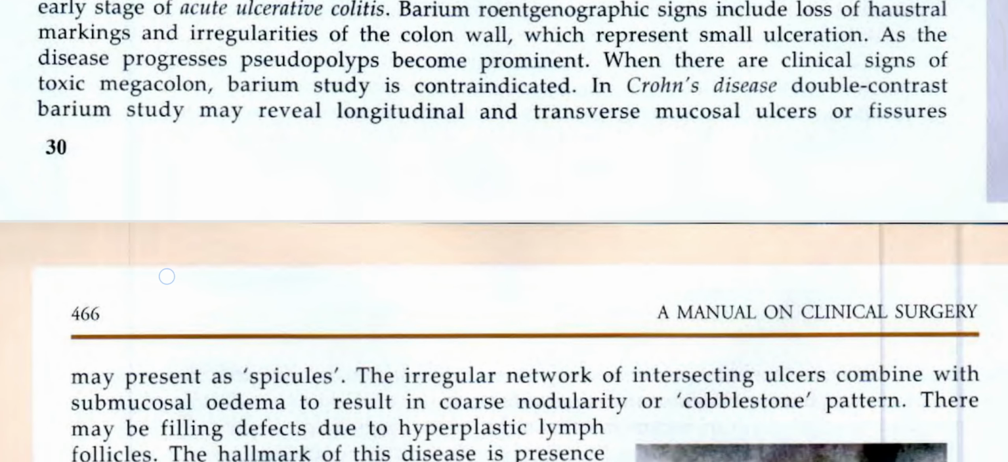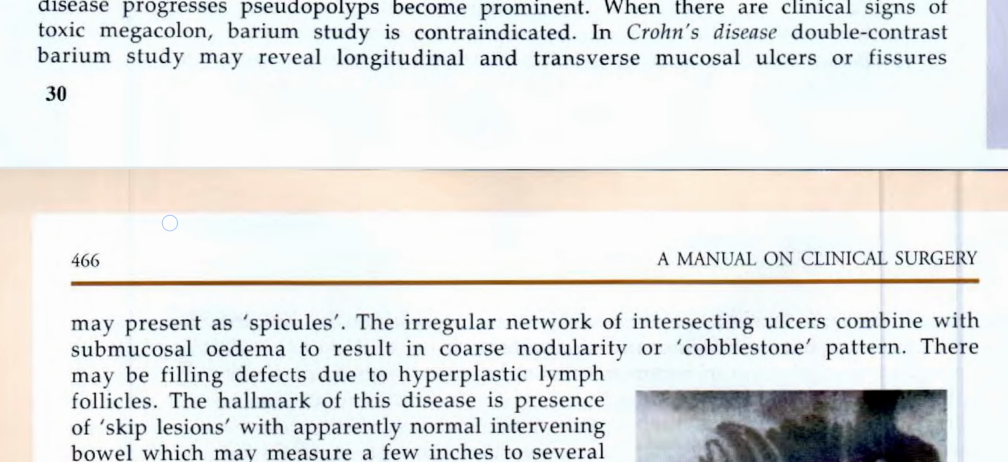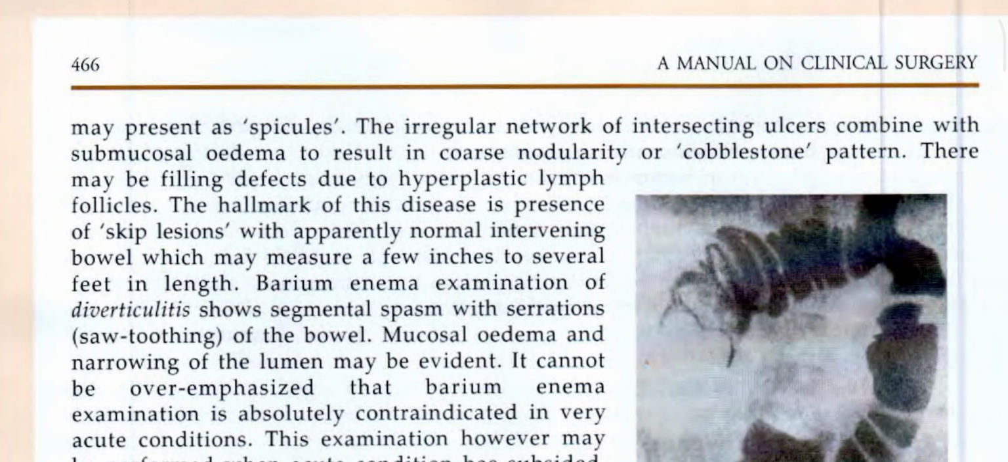In Crohn's disease, double contrast barium study may reveal longitudinal and transverse mucosal ulcers or fissures. They may present as spicules. The irregular network of intersecting ulcers combined with mucosal edema results in coarse nodularity or a cobblestone pattern.